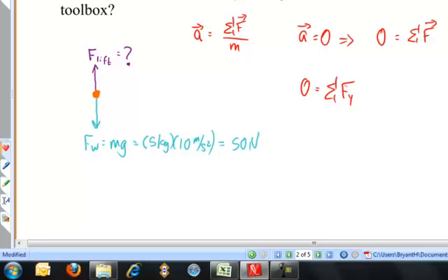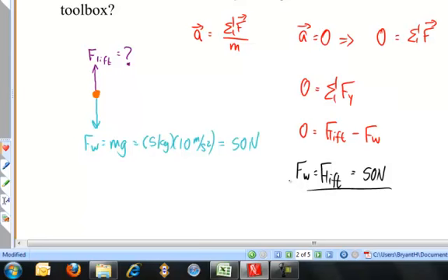Now I look at the free body diagram and I see that those forces are the lifting force acting in the positive direction upward minus the weight force, which is acting downward. Now I can solve that equation and find that the lifting force is equal to the weight. In order to keep the toolbox moving at a constant speed, the girl has to lift with 50 newtons.